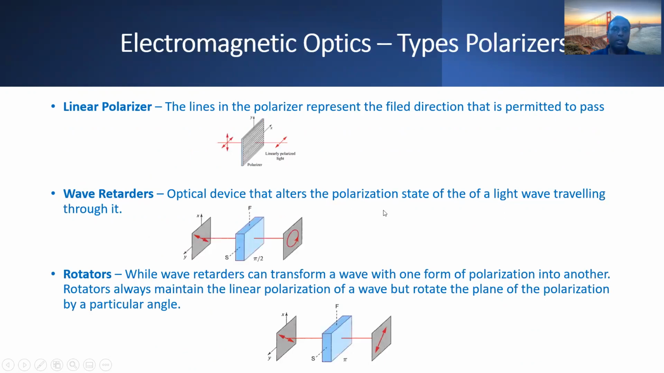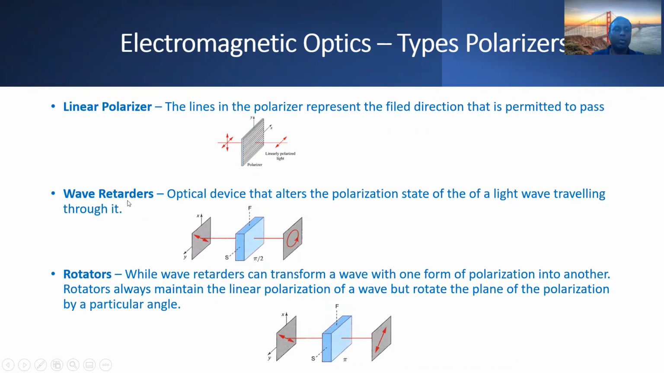All right. Types of polarization. The first one is linear polarization. The line in the polarizer represents the field direction that is permitted to pass. So we choose which direction we want the ray to be transmitted, whether it's the x direction or the y direction. The line will permit the direction of the ray.